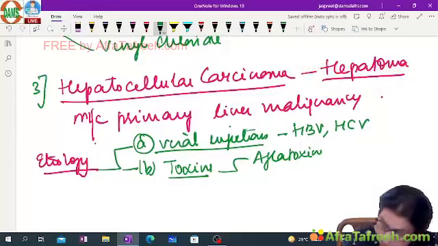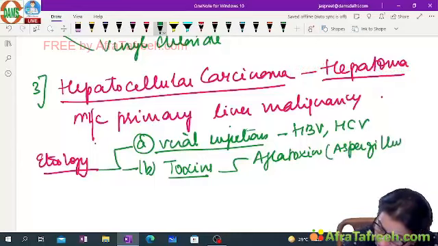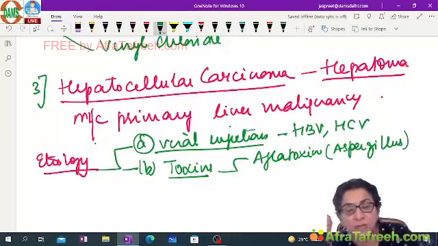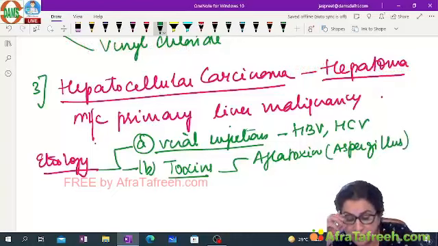Aflatoxin comes from the fungus Aspergillus. And this aflatoxin is produced by this Aspergillus.